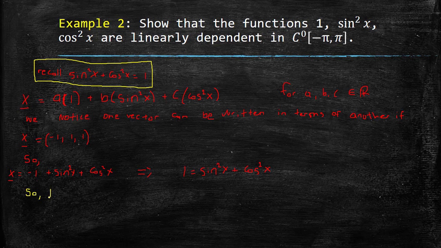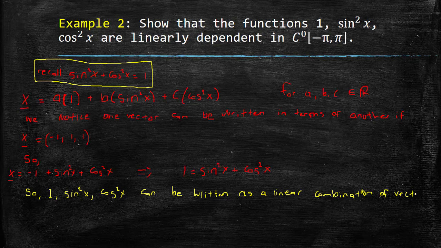So 1, sine squared x, cos squared x can be written as a linear combination of the vectors minus 1, 1, and 1. And hence the functions are dependent.